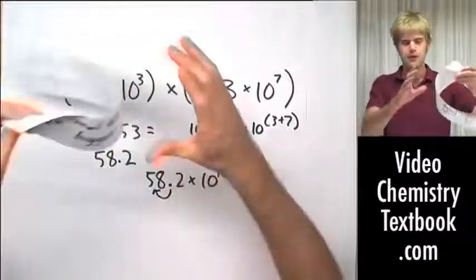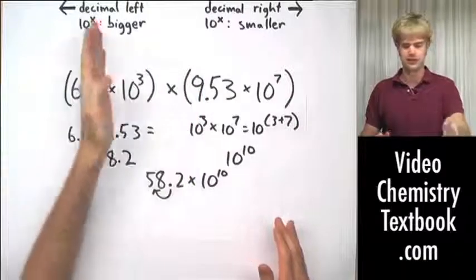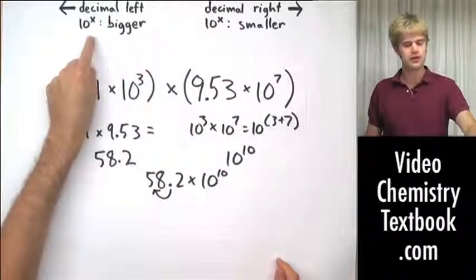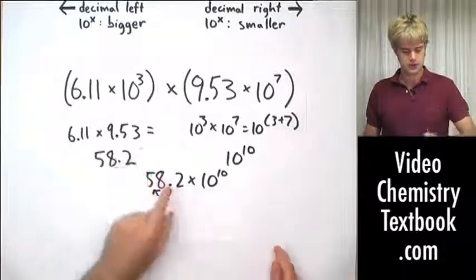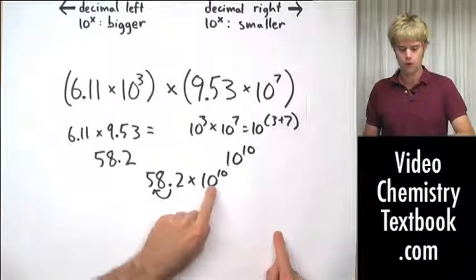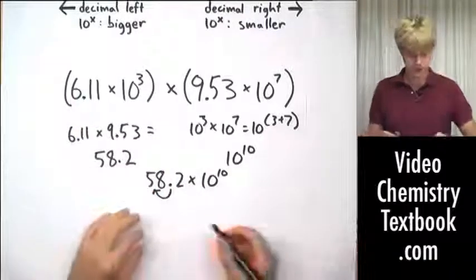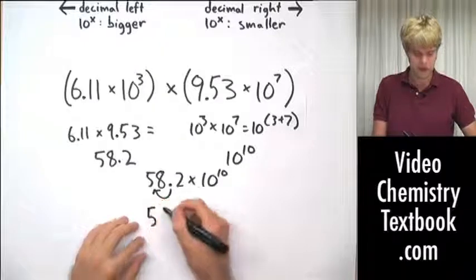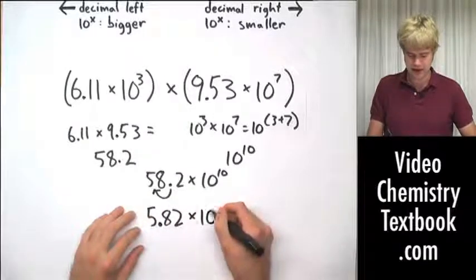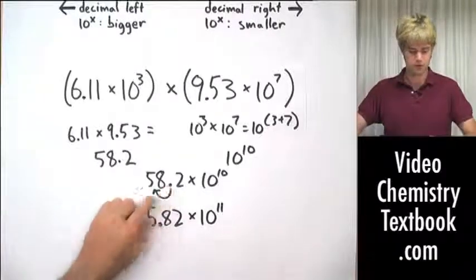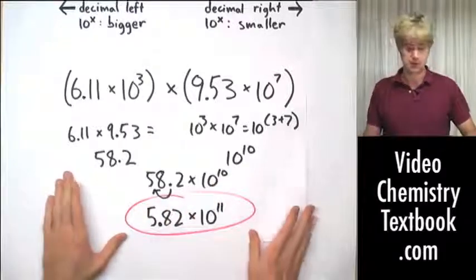Now, think about the rules that we talked about earlier for what happens when we move a decimal place left or when we move it right. When we move it to the left, the power of 10 increases. So since we moved it to the left by 1, we'll go from 10 to the 10th up to 10 to the 11th. So our new answer, expressed in correct scientific notation, will be 5.82 times 10 to the 11th, because we moved this decimal place over 1, and the number here gets bigger.